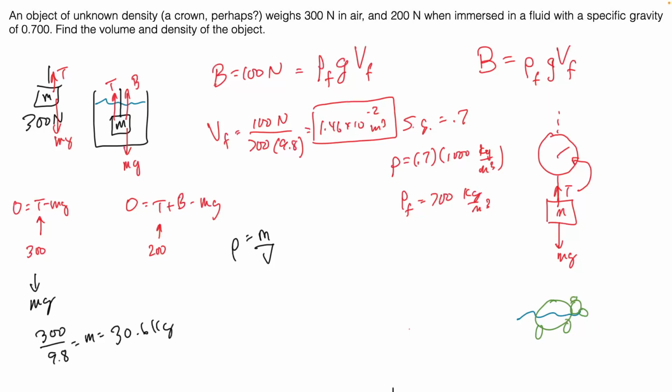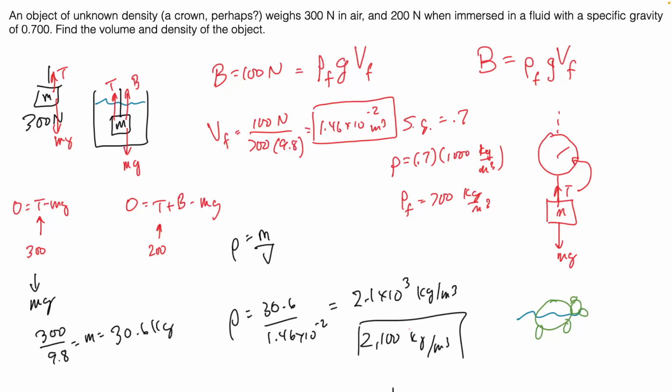So there's the mass. And now to get the density, I take my 30.6 and I divide by my 1.46 times 10 to the minus 2 to get 2.1 times 10 to the 3 kilograms per cubic meter, or 2,100 kilograms per cubic meter, which, if I remember correctly, is closer to lead than gold. Maybe. I forgot to look up the density.